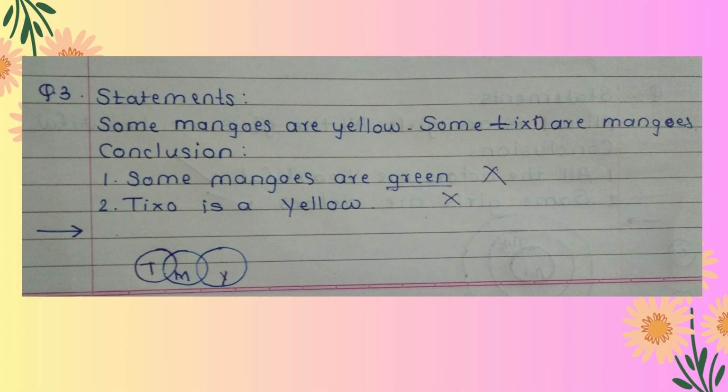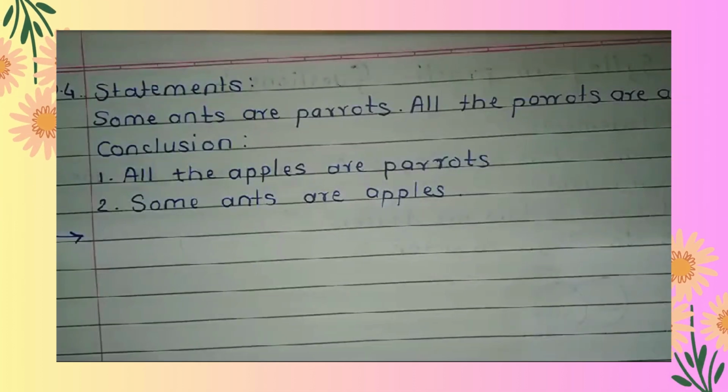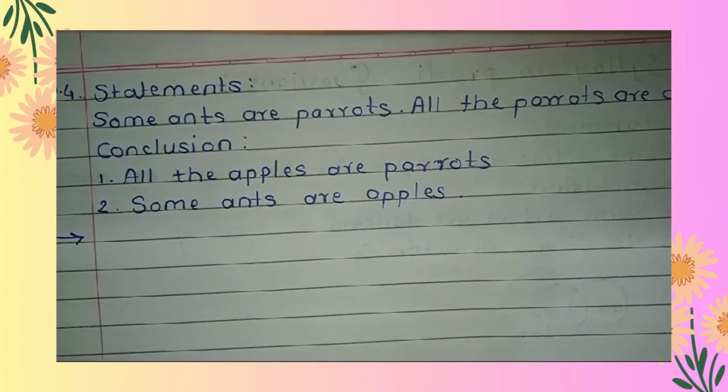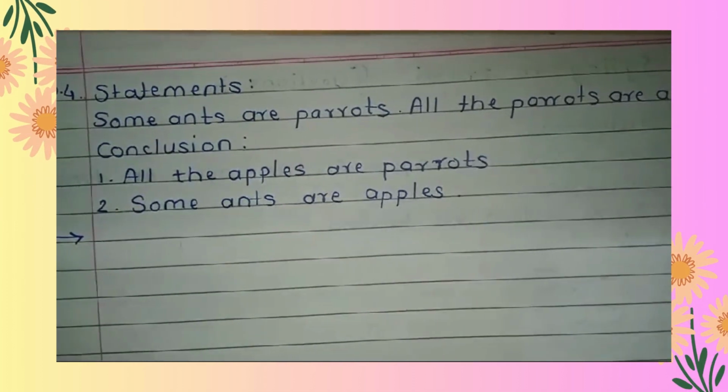The first one is some mangoes are green. There is no information given about green, so it's a completely false statement. Then, tixo is yellow. No, because there is no relation given between tixo and yellow, so we can say that it is a false conclusion.